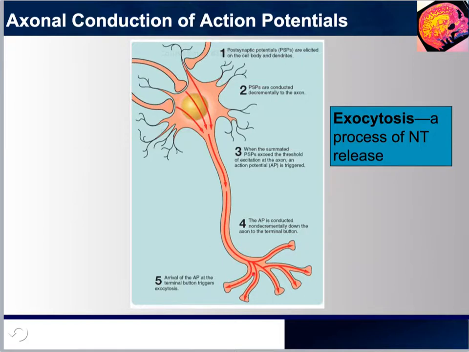Once this action potential reaches the terminal buttons, the arrival of these triggers what we call exocytosis. And exocytosis would be the process of the release of a neurotransmitter. In other words, the process by which the contents of a cell vacuole, which is a storage bubble found in a cell, is released to the exterior through fusion of the vacuole with a cell membrane. And we'll show you what that looks like in future slides.